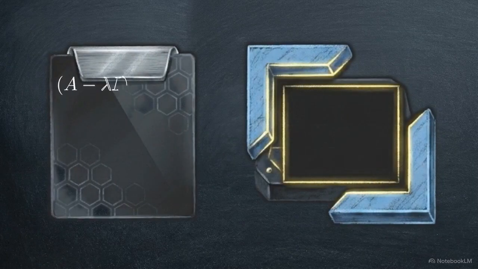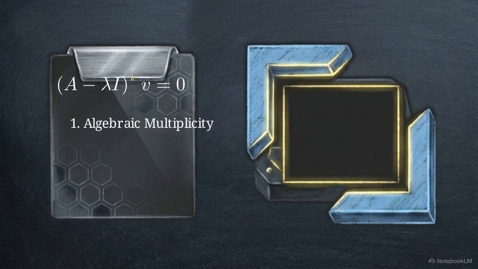We find the columns for these blocks by iteratively applying A minus lambda I until we reach the zero vector. The power, k, represents how many vectors we can chain together for a specific eigenvalue. The dimensions of these chains follow three specific rules. First, the exponent of the characteristic polynomial, the algebraic multiplicity, tells us the total size of the space.